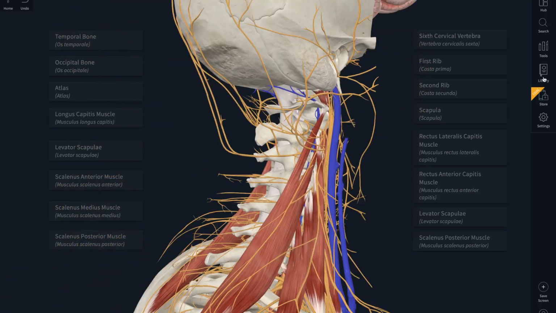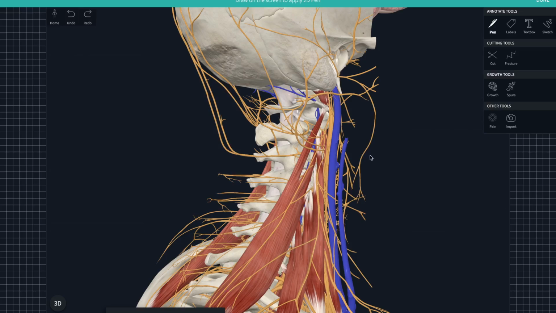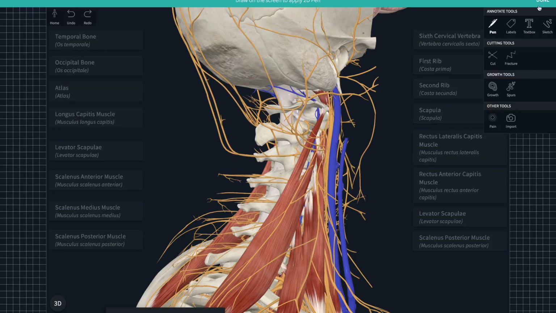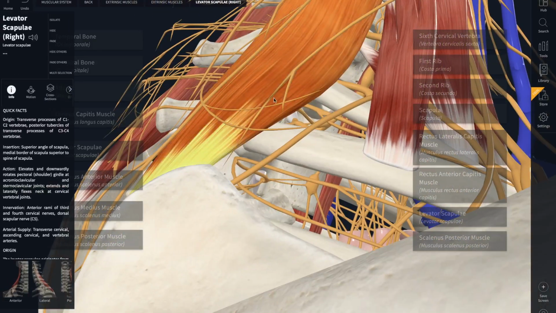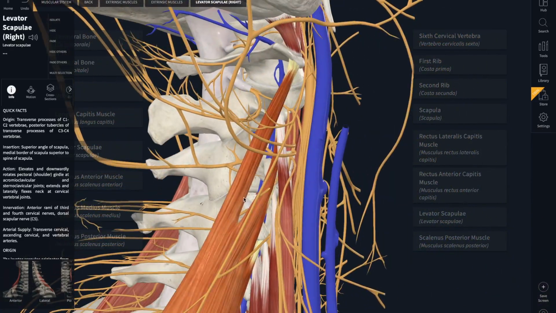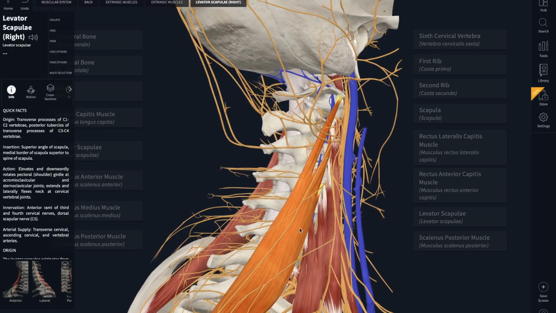The first one that I have, which is not shown here again, is the splenius capitis. Not the semispinalis, the splenius capitis, which extends from here all the way down. So this is the first muscle I have to talk about. The next we have are the levator scapulae. This muscle here is the levator scapulae, attached to the scapula and attached to the vertebral column.